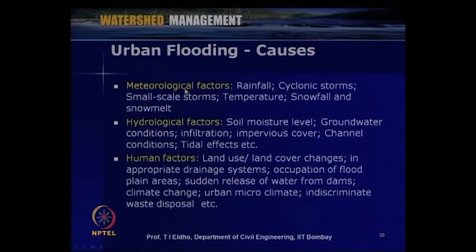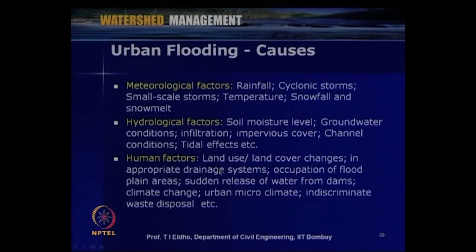Due to urbanization and its urban flooding, there can be a number of reasons or causes. Some of the important causes are listed here. The causes can be meteorological factors, hydrological factors or human factors. The meteorological factors are rainfall, cyclonic storms, small scale storms, temperature increase, snowfall and snow melt. And hydrological factors can be soil moisture level, groundwater conditions, infiltration, impervious cover, channel conditions, tidal effects, etc.